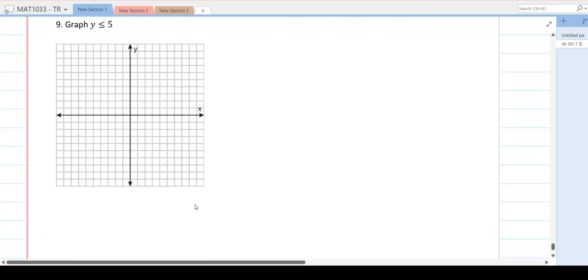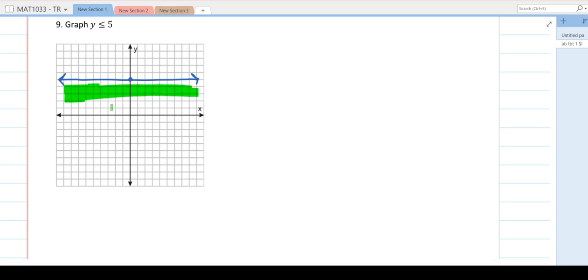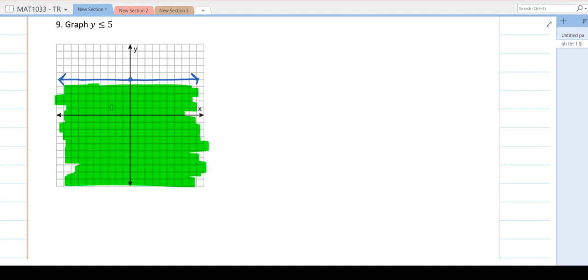And then y is less than or equal to 5. What kind of line is this? Solid line, horizontal. There's 5 on the y-axis. Solid line going through. Below. Good. Now look at that. That's all of it.